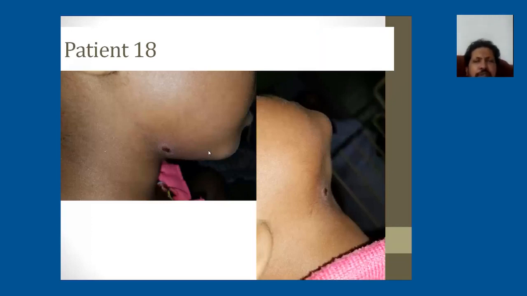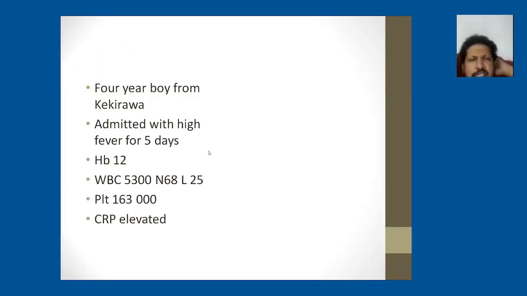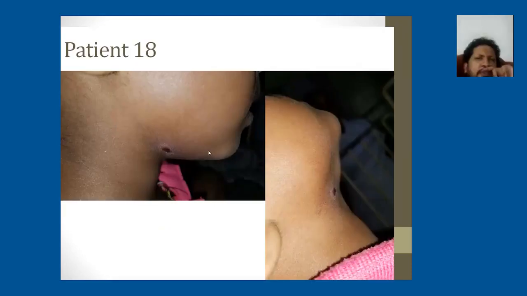So this patient came with this lesion. He was admitted with high fever for 5 days. He was from Kakira. He had come visiting his grandmother when he came with this rash. He had a high CRP. What do you think? What do you see here, first of all?